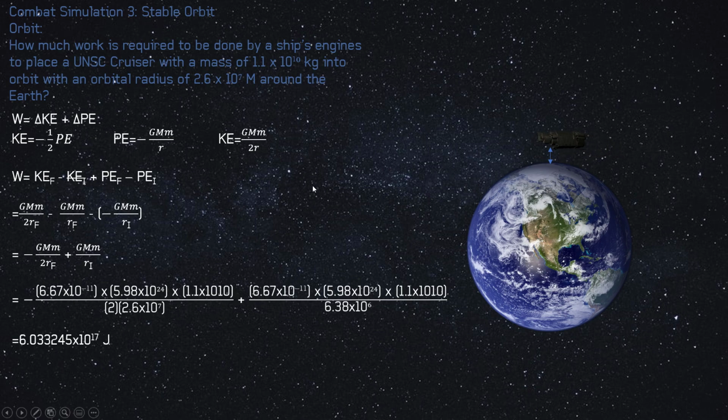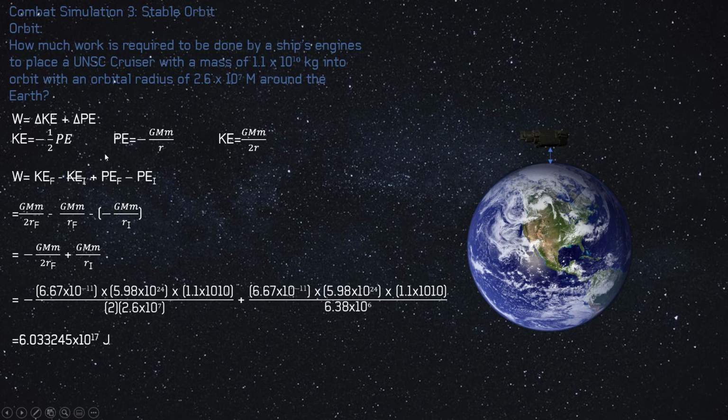So in orbit equations, kinetic energy is equal to negative 1/2 potential energy. We know that potential energy is equal to negative gravitational constant times mass divided by radius. So if we just plug this into this, we can get kinetic energy is equal to gravitational constant times mass divided by 2 radius.